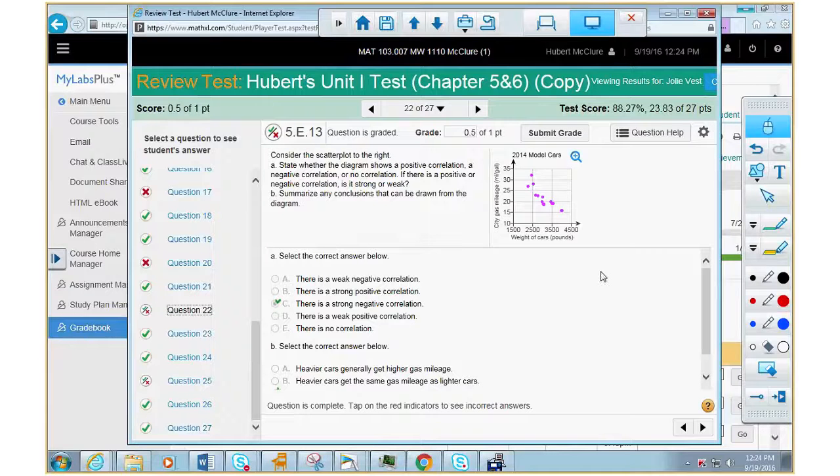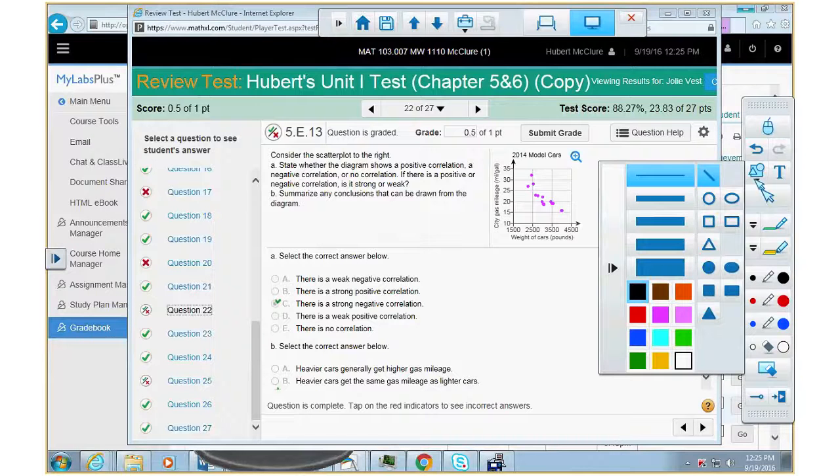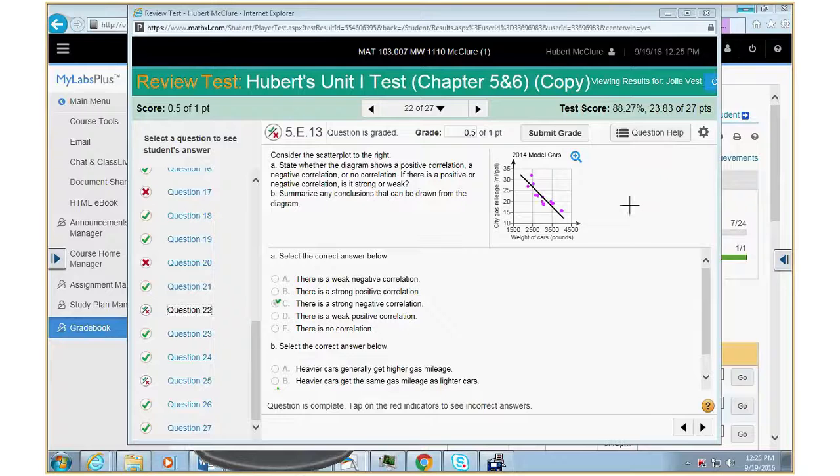Hey. All right. What is this thing doing? Well, the first thing you do is take your handy dandy straight line maker or your ruler. And what kind of correlation is that? It's negative. And there's a strong negative correlation. And let's see what else it says.